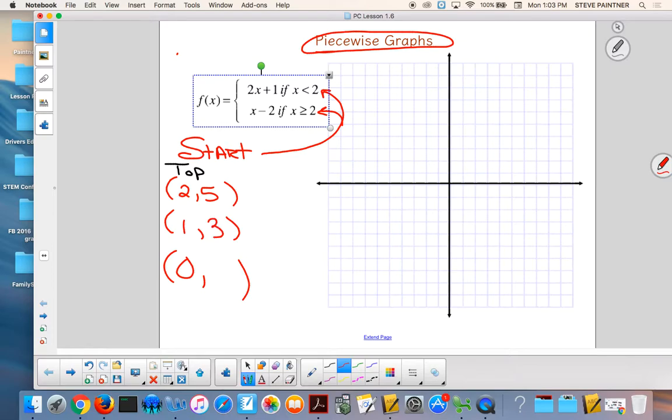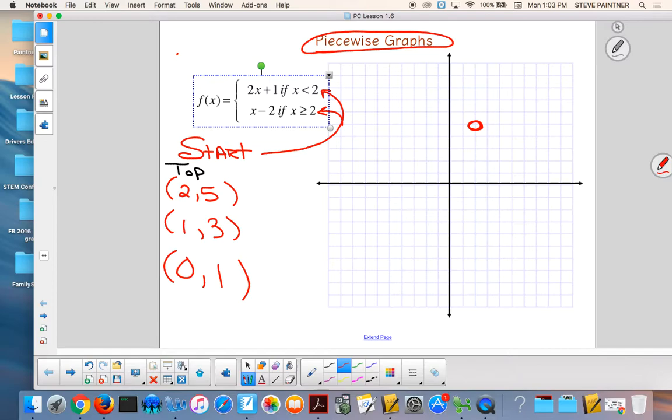You plug in 0. Okay. You just graph the top function. So here we go. 2, 5 is here. Over 2, up 5.